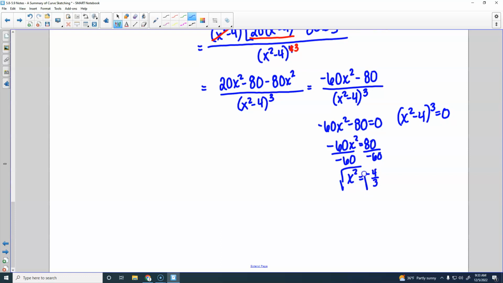What's going to happen when we square root that? You'll get i's, so you don't get any values from that. Over here, we would cube root both sides. That would give us x squared minus 4 equals 0. Here we'll get x squared equals positive 4, and x equals plus or minus 2.